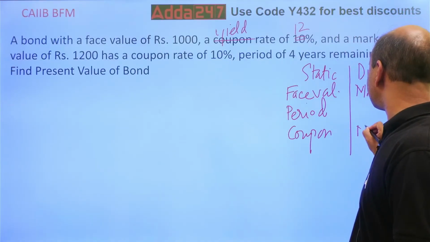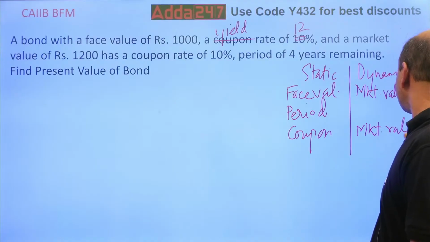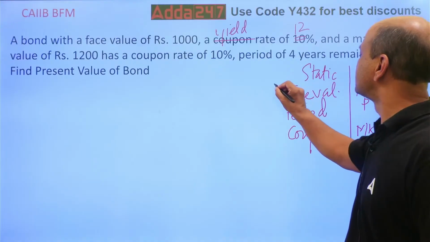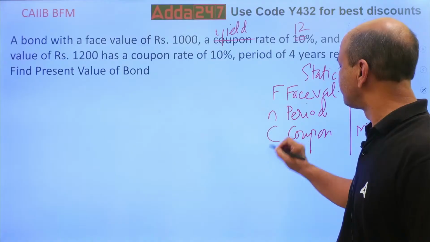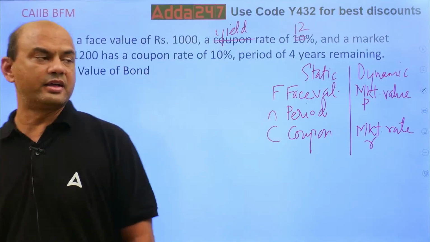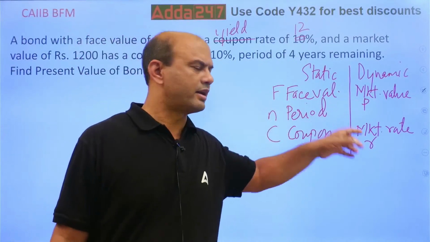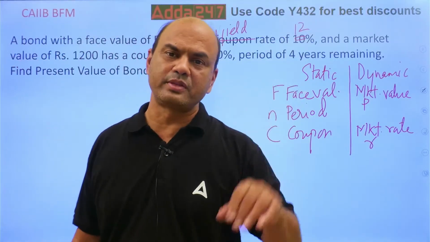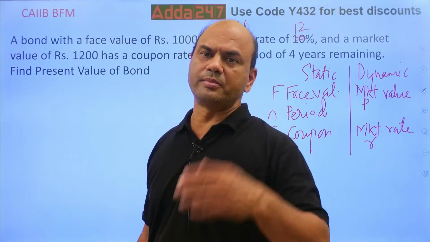I will write this over here because these two are parallels. Market rate, we call this R. We call this P. We call this F. We call this N. We call this C. So F, C and N are always static. P and R are always dynamic. They'll change, and in the opposite direction: if R goes up, P will come down. If R comes down, P will go up.